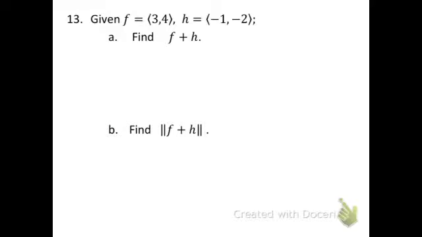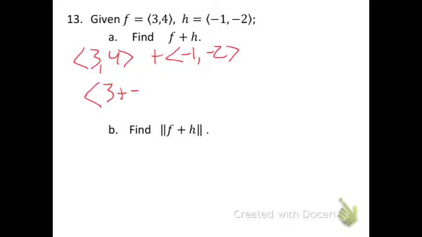Alright, moving on to the next section of our vector operations. On this first one, we need to get f plus h. Well, f is 3, 4, and h is -1, -2. So to combine those, you can just combine the components: 3 plus -1 and 4 plus -2. And you get 2, 2.